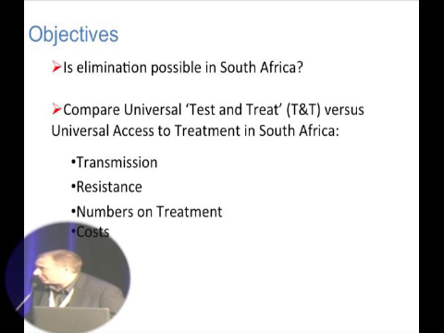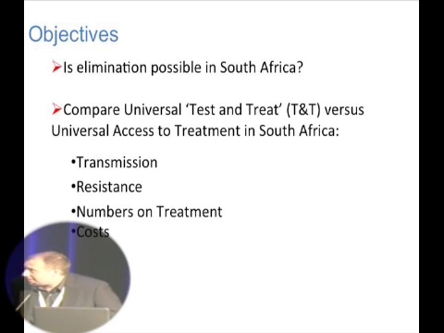Basically, I have two objectives in the talk. The first objective is to look at whether elimination is possible in South Africa. Namely, what would be the threshold of CD4 level at treatment initiation and testing frequency that would be necessary based on other aspects of epidemiology. And secondly, the work is a comparison of test and treat and universal access strategies in terms of transmission, resistance, the numbers of individuals that would actually be on treatment over time, as well as the treatment costs.